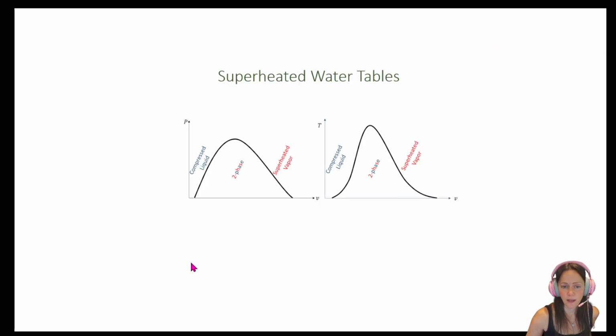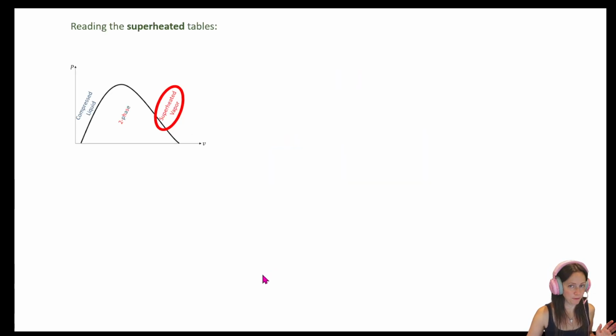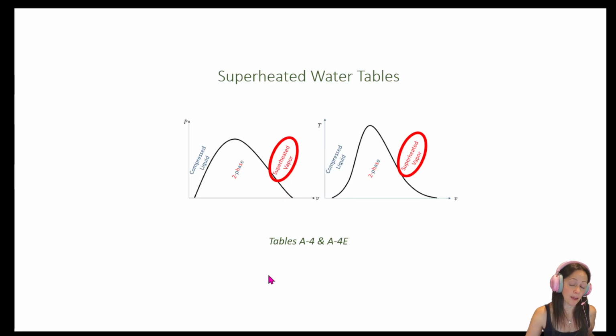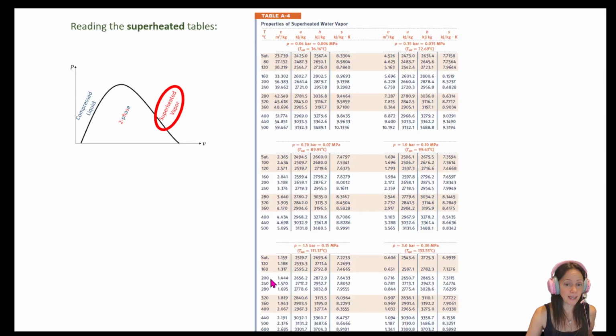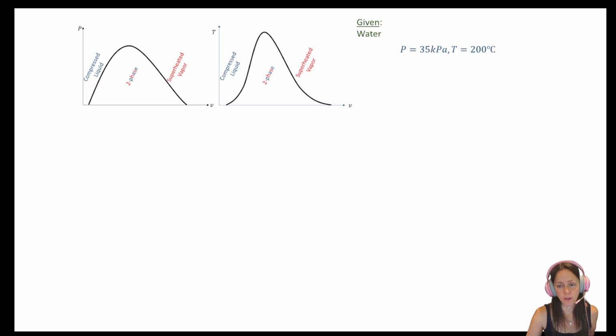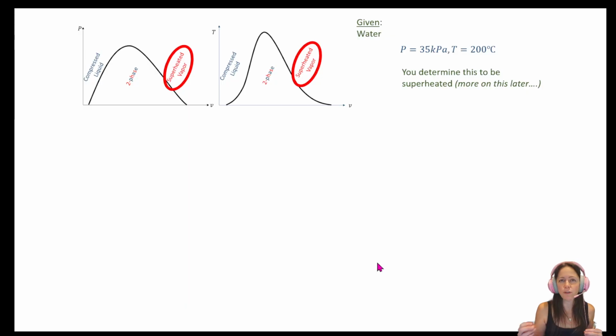So all right, let's look at our superheated water tables. These are organized very similarly. So this is Table A4 and A4E. And when I say they're organized very similarly, I mean they're organized in boxes of pressure. Okay, so you just go to the box that corresponds to the pressure that you're at. So let's say that we have water, it's at 35 kilopascals and 200 degrees Celsius, and we figure out that it's superheated. Again, we're going to figure out how to figure out what phase we're in a second, but let's go ahead and say we've figured out that it's superheated.